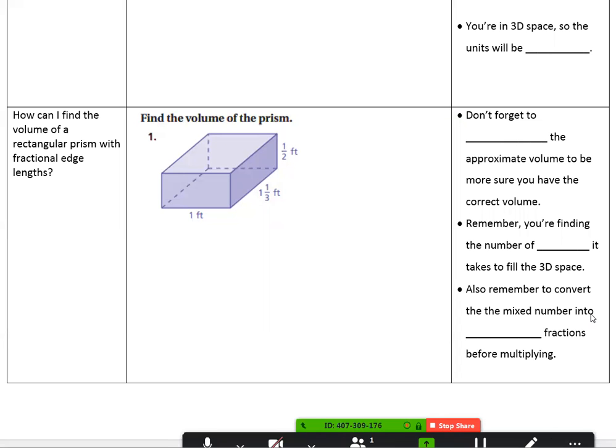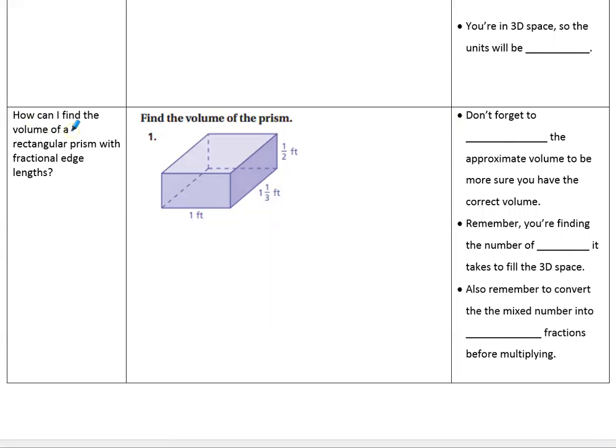All right, this is part 2 of 8.4, volume of rectangular prisms. How can I find the volume of a rectangular prism with fractional edge lengths? We keep doing this fraction thing because fractions are so scary to students, but they really aren't that bad. And I should go over the fact that you probably learned volume is always length times width times height. That's not true.